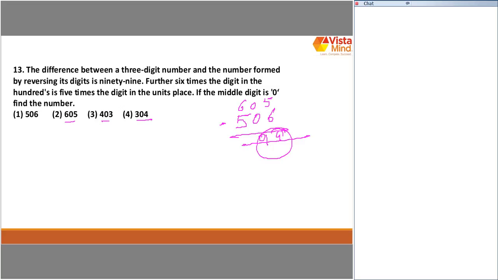So it is not helping us filter the answer. Further, 6 times the digit at hundreds place is 5 times the digit at units place. Let us try. 6 into 5, 30. 5 into 6, 30. But if I try it on this, 6 into 6, 36. 5 into 5, 25. So this is not obeying the second property. Again, 6 into 4, 24. 5 into 3, 15. Again, this is not obeying the second property. Hence the answer is 506. Is that okay?